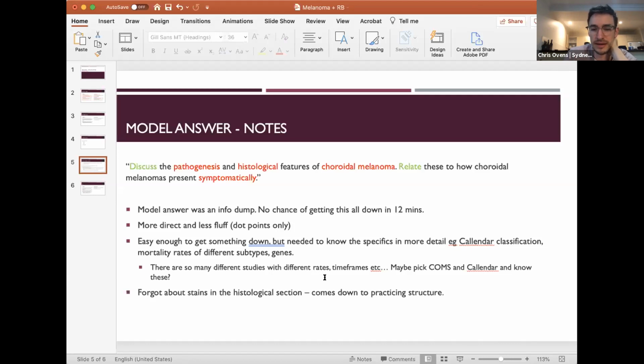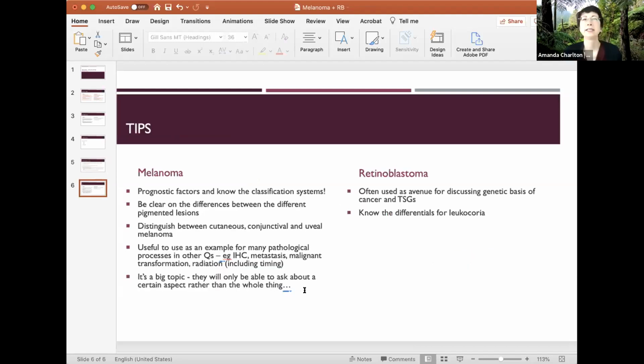And so I thought maybe if you picked the COMS study and looked at that as sort of the epidemiological side of things, and then knew the clinical classification, that would be a good starting point. And then if you wanted to go further, you can. And I forgot to put in stains and that sort of thing, which I think just comes down to practicing the structure and making sure that you have a routine that you go through when you're answering these sort of questions.